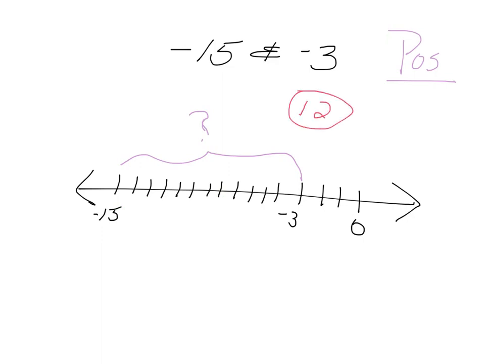Another way to do it, though, is do the absolute value subtraction. So we have the absolute value of negative 15 is 15, absolute value of negative 3 is 3. If we were to subtract those, we would also get 12. So there's a couple different ways to find it. The thing I want to stress is that the distance is always going to be a positive value.